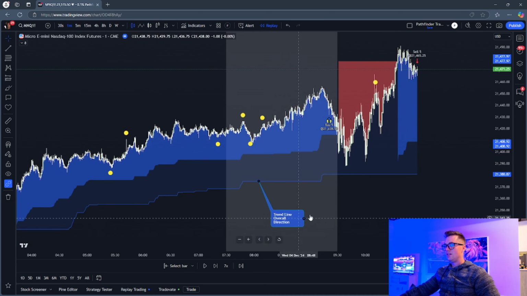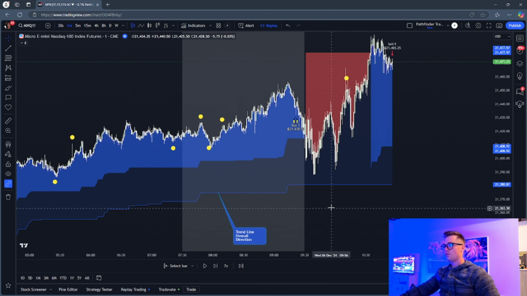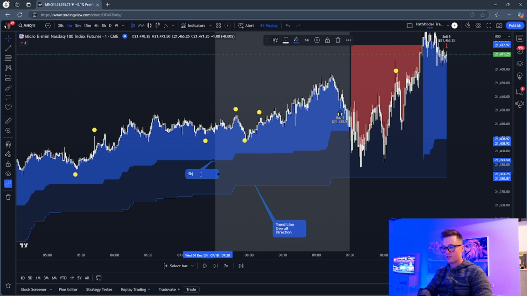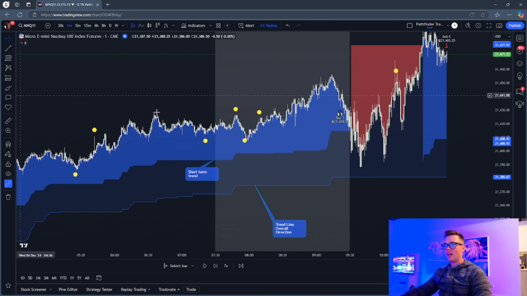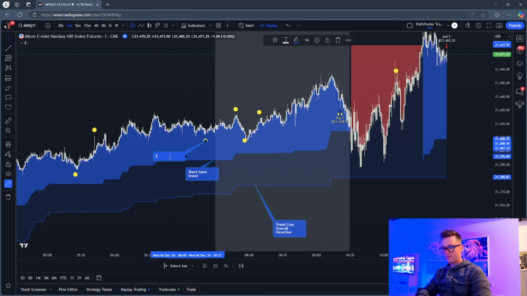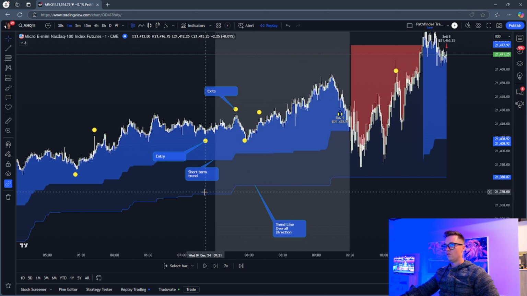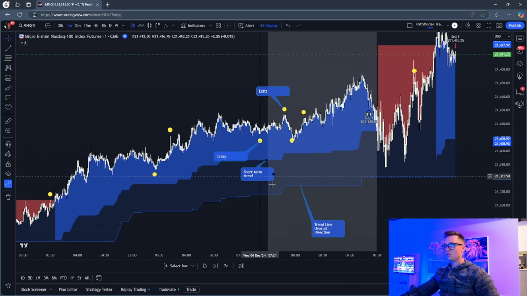All right. So this is the overall overview of Pathfinder 2.0. We have our direction. That's first and foremost. We have our short-term trend. Then we have our entry. And we have our exits. Just like that. Overall direction, short-term trend, entry on the pullback, exit on the yellow coin.